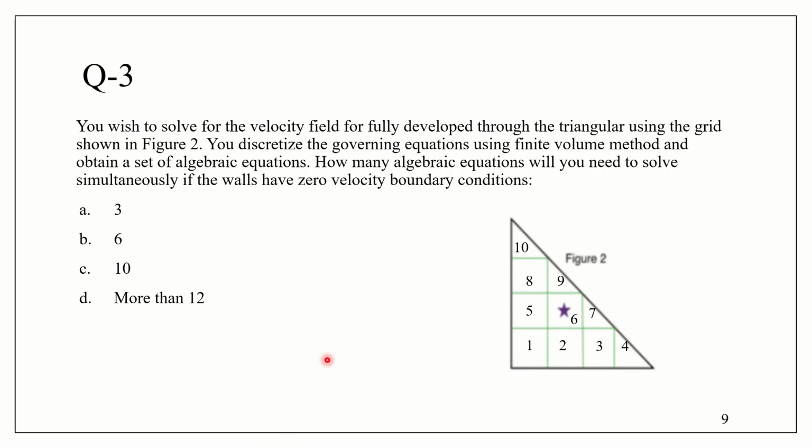How many algebraic equations will you need to solve simultaneously if the walls have zero velocity boundary conditions? If we need to solve this particular triangular grid, we need to solve the 10 equations. C is equal to 10. I mean, C, 10, is the right answer. So we need to solve 10 equations.